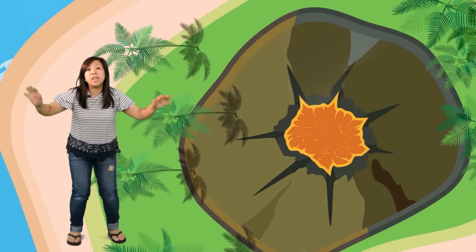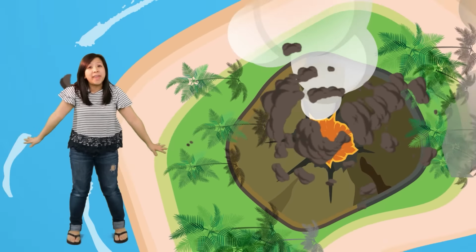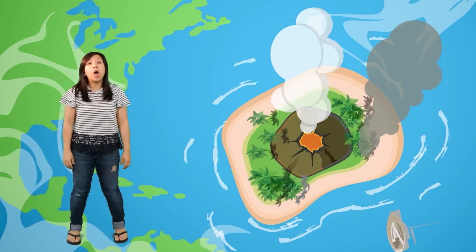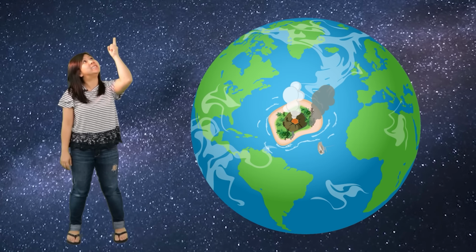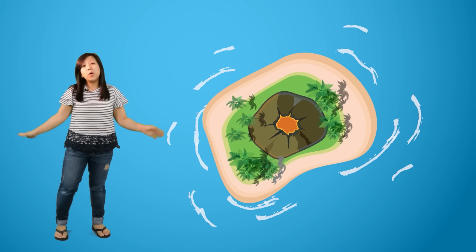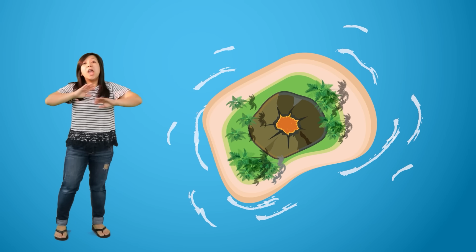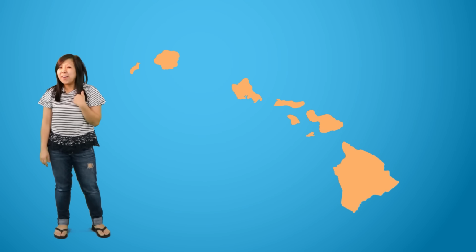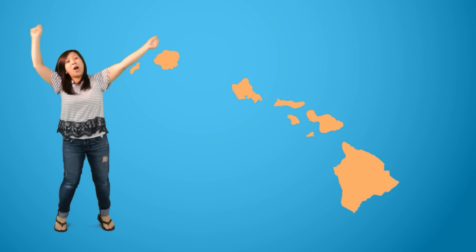Some volcanoes explode so big that it makes a huge hole that you can see all the way from outer space. Wow, look! I see the volcano right now! Some volcanoes even have produced a whole island, like Hawaii. I have an idea. Let's go to Hawaii!